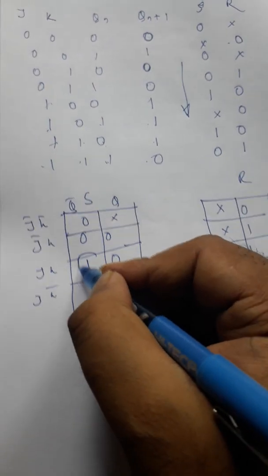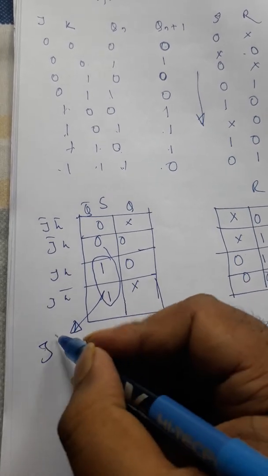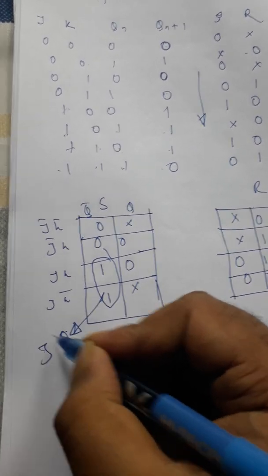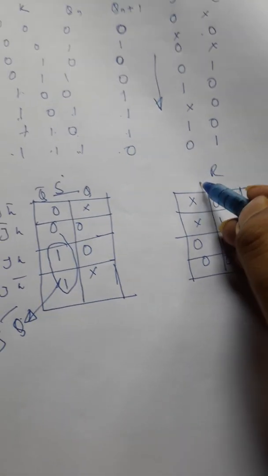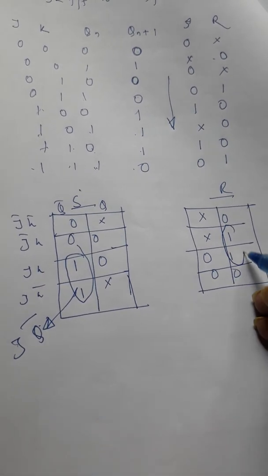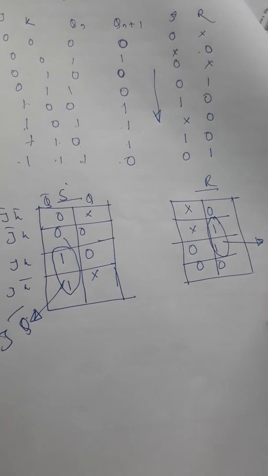Now here we are getting this as a pair. What will be the answer of the pair? The answer of the pair will be J Q bar. So this is for S. And for R, we take this pair. And what is the answer? The answer is K Q.